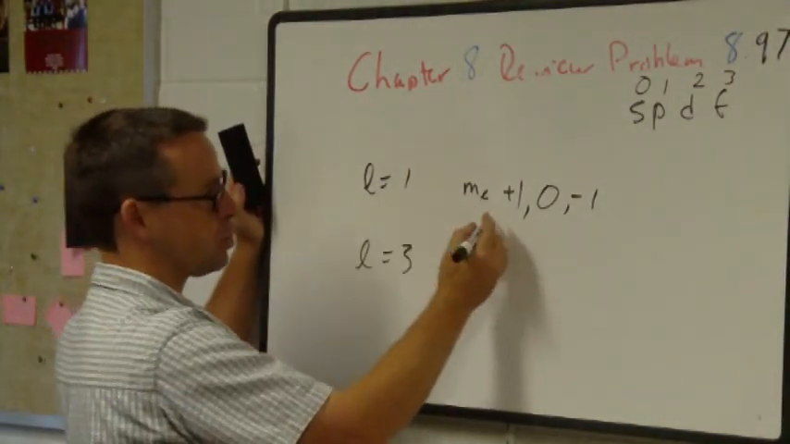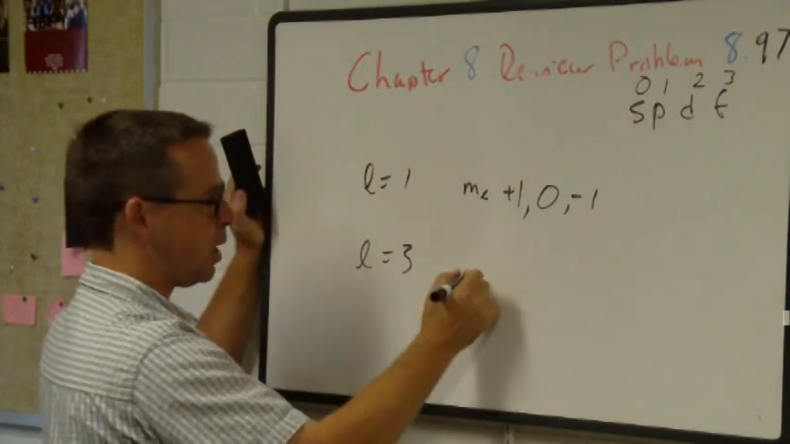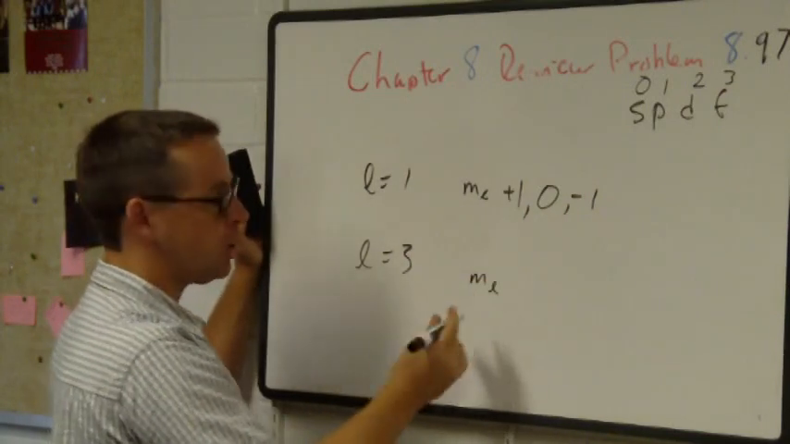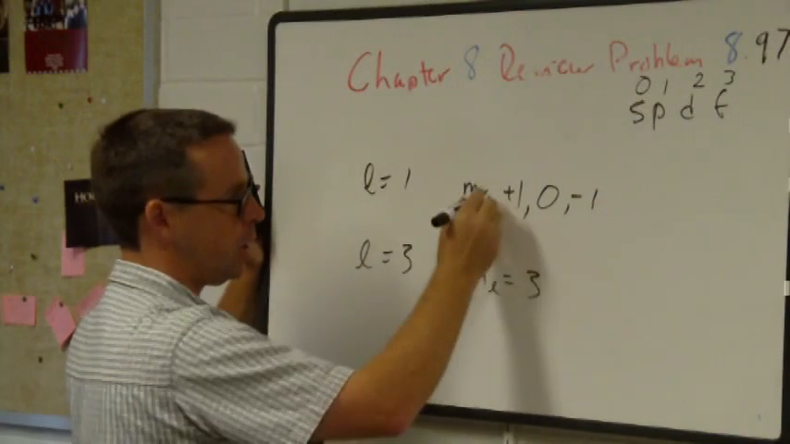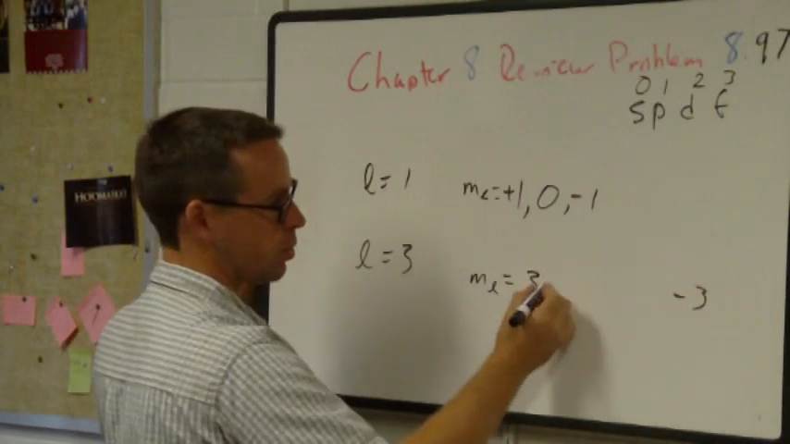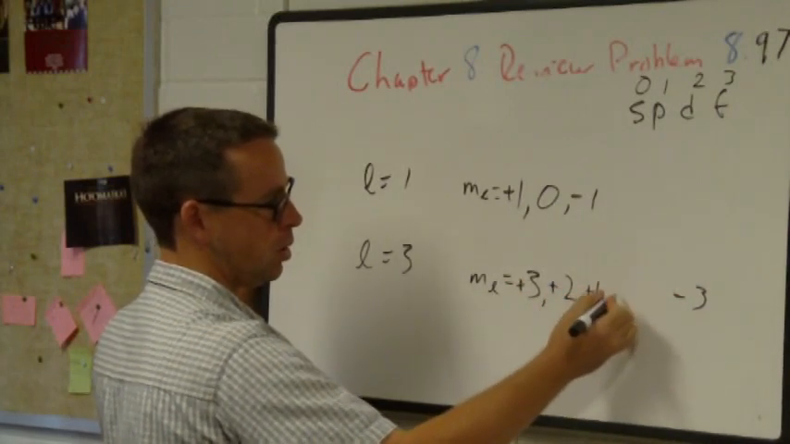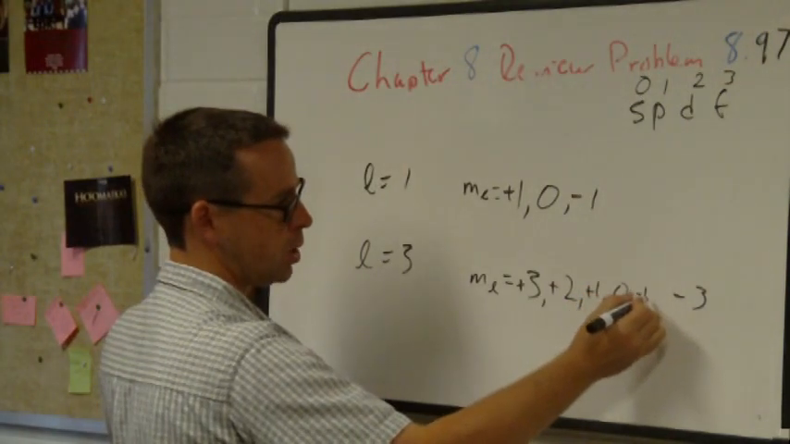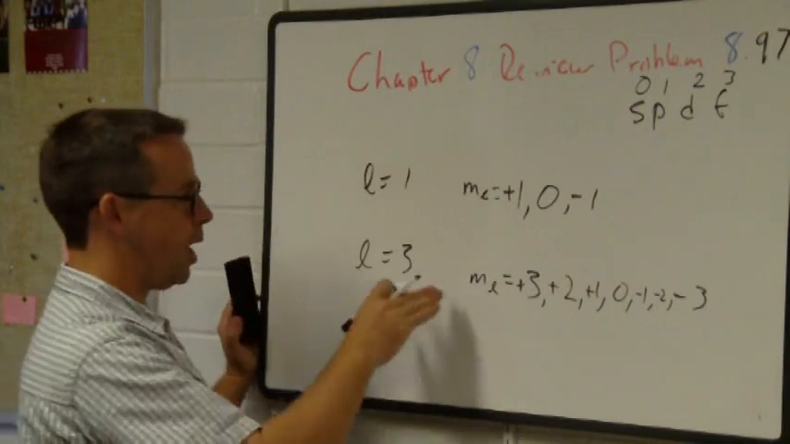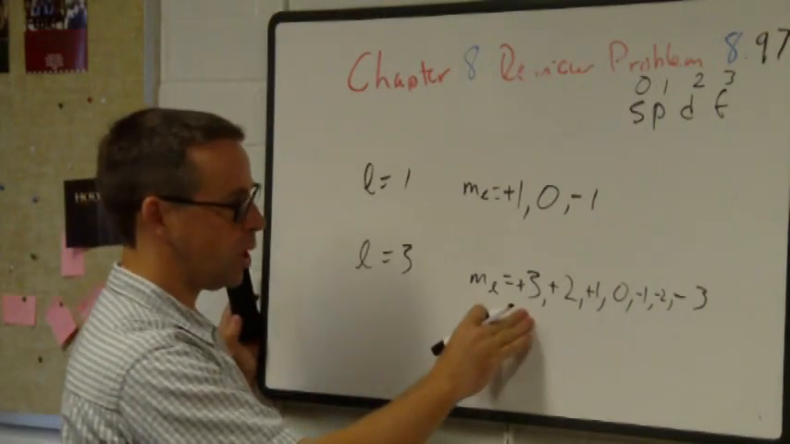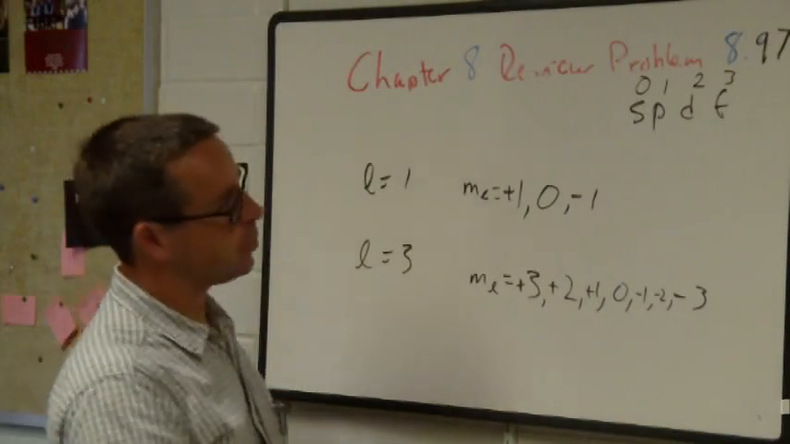M sub L's possible for L equals 1 are plus 1, 0, and minus 1. M sub L's possible for L equals 3 are plus whatever the L value is, that's 3, all the way down to minus 3. So we have plus 3, plus 2, plus 1, 0, minus 1, minus 2, and minus 3. All right? So M sub L is always plus to minus L value. That's 897.